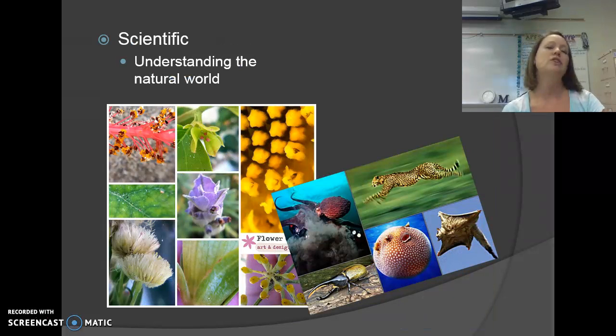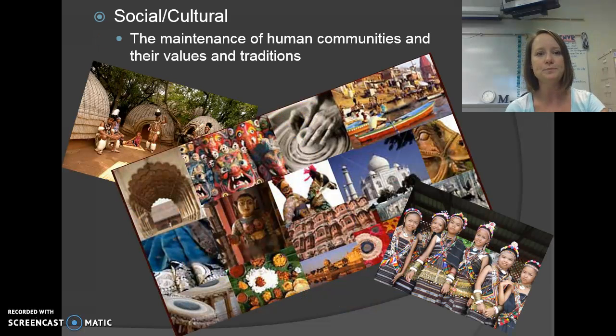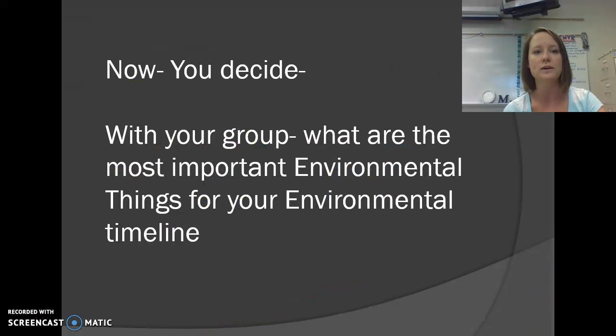We also have learned from our environmental history a deeper understanding of the natural world, how the systems of our earth interact with each other, and how we as humans are interacting with those systems. We also look at how we are maintaining our communities, our cultures, values, and traditions. So some of our environmental events of the past and things we need to plan for the future, we need to keep those things in mind as well.